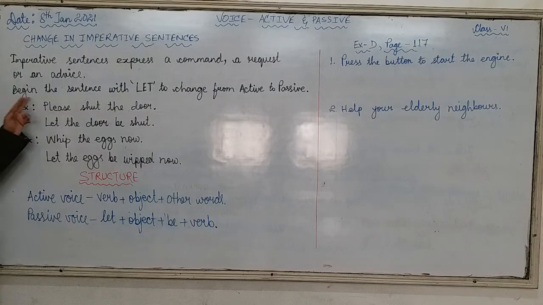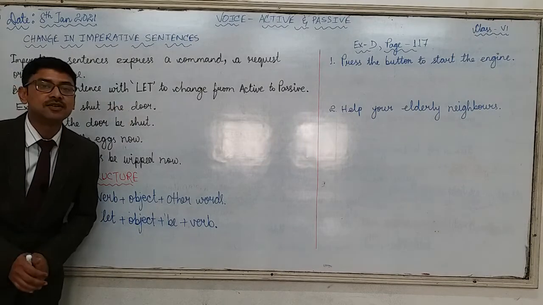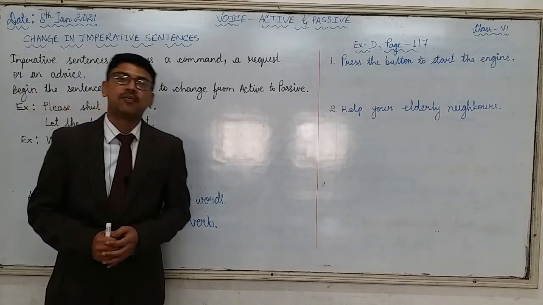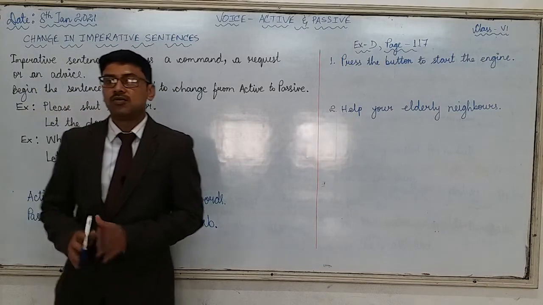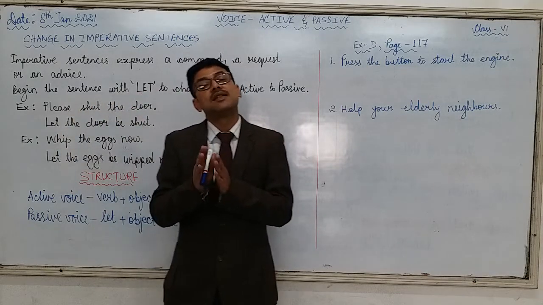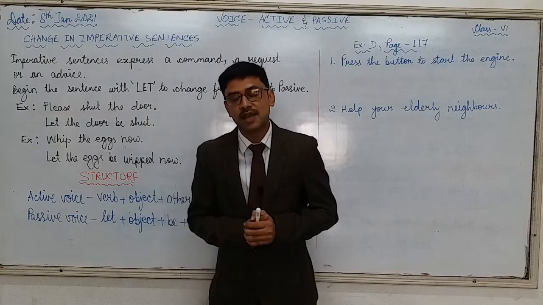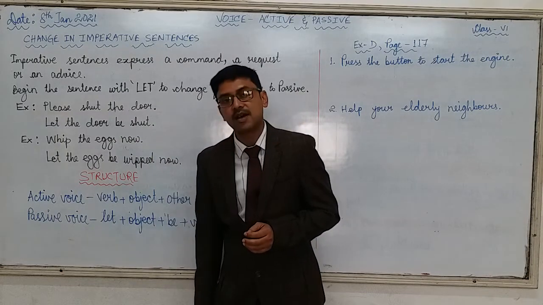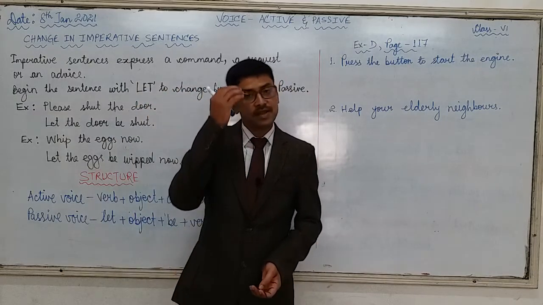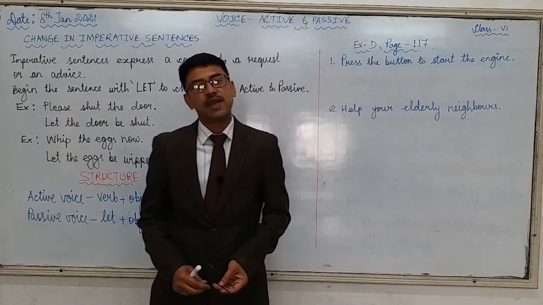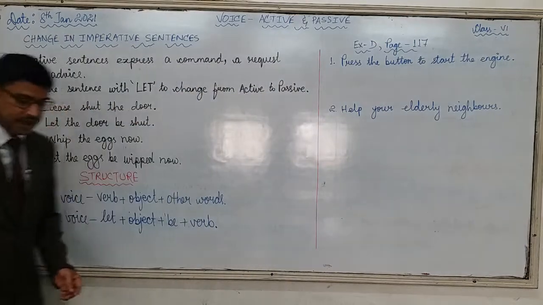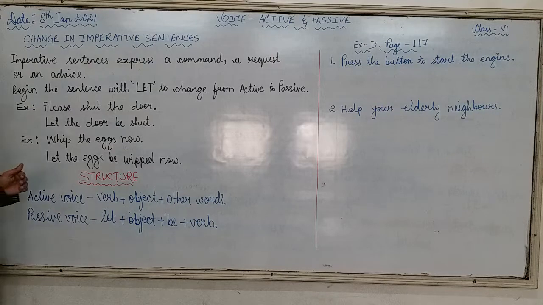It goes like this: begin the sentence with let. So we have to begin the sentence with let to change from active to passive voice. Simple and basic rule, we have to add let. The rest of the rules remain the same as what we have learned till exercise C. If there is a personal pronoun, you know what changes you have to make, and we make the necessary changes according to the tenses that we have learned.